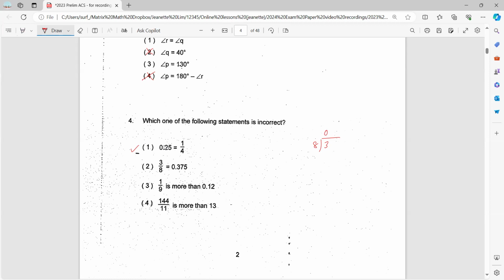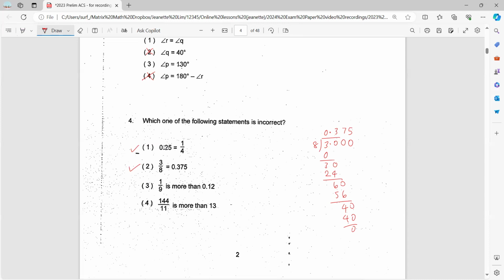So this is a 0, 0, 3. Introduce a decimal point to bring down the 0, 30. 30 divided by 8 is 3, 24, and then 6 here, 60. So 60 divided by 8, 7, 7 times 8, 56. 4, bring down another 0, and 40 divided by 8 is 5. So yes, correct. This one correct.